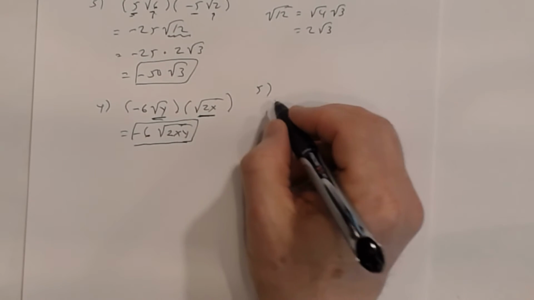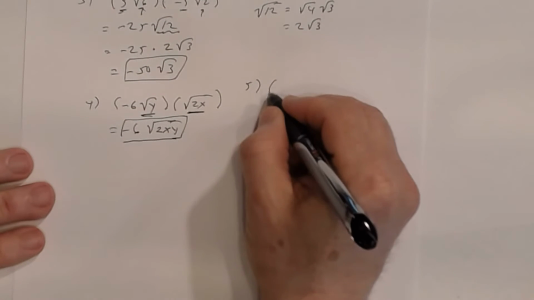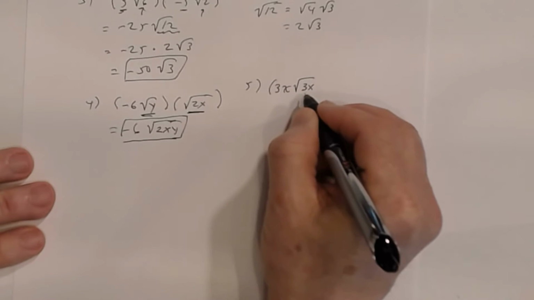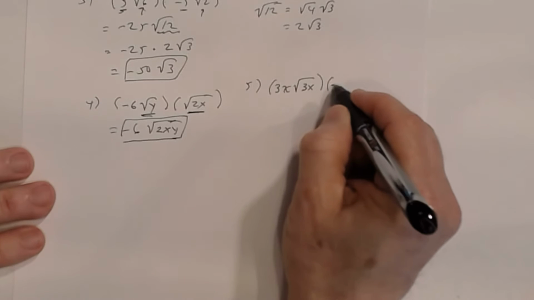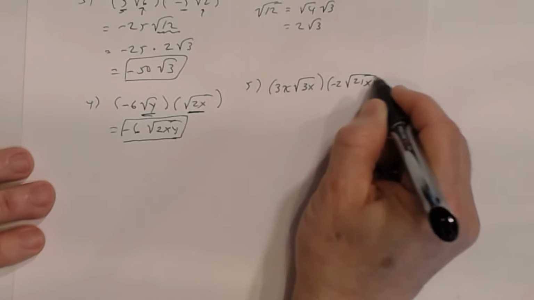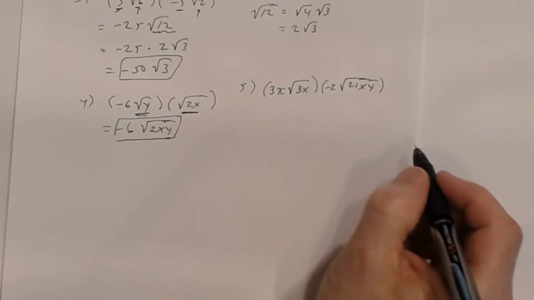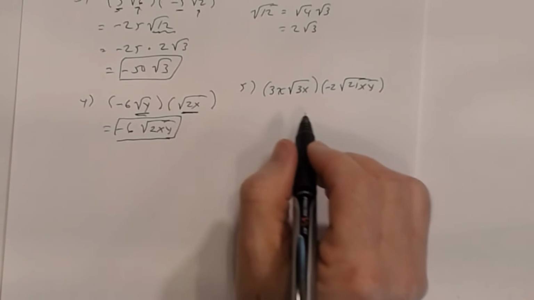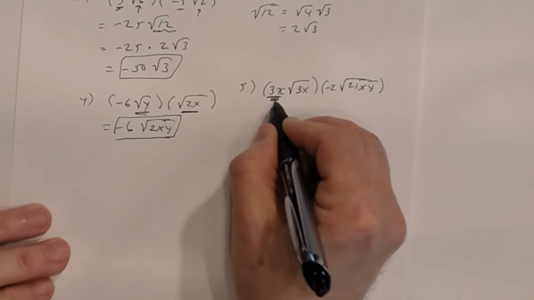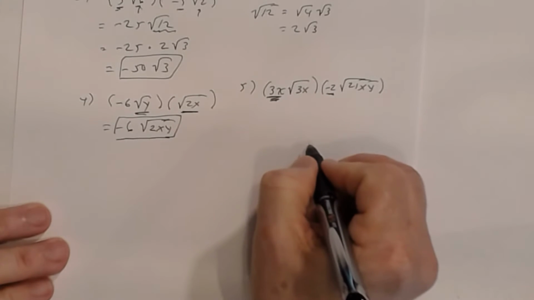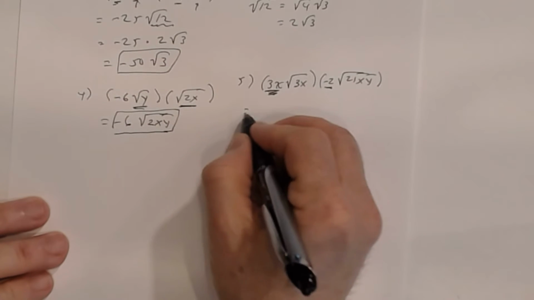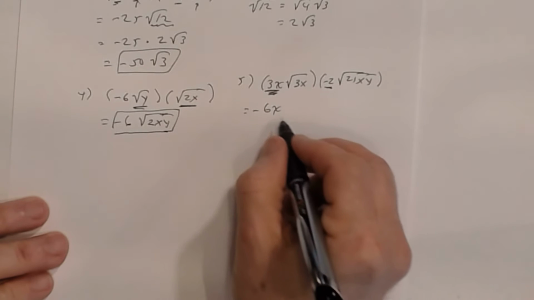Number 5, I have 3x square root of 3x, times a negative 2 square root of 21xy. All right, now be a little bit careful with this one. So let's look at this part here. 3x times a negative 2, see that? 3x times a negative 2 is a negative 6x. I can write that like this now.